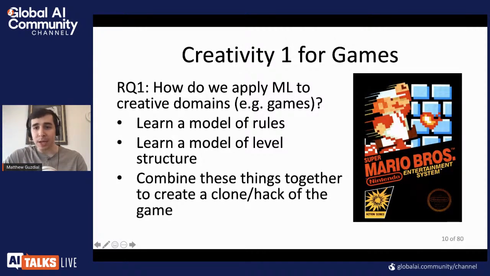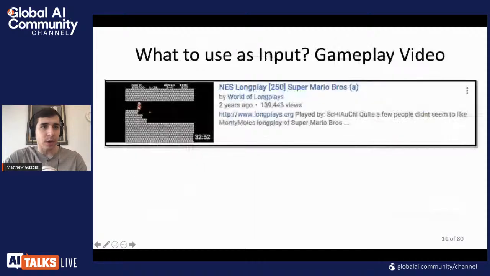For example, we might pick Super Mario Brothers. So I'm going to jump ahead a little bit. We can jump back into this if we want. I should talk about gameplay video. One of the things we use as input in this process is gameplay video, as opposed to, say, the game software, which has a number of benefits.